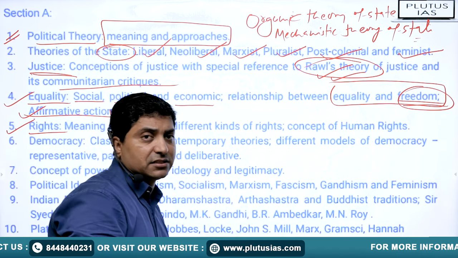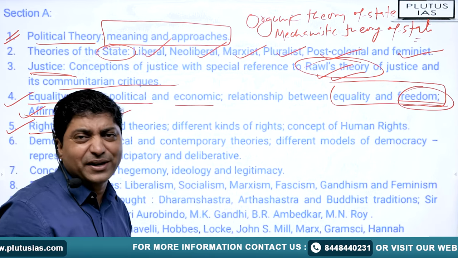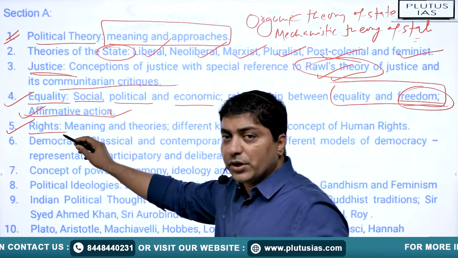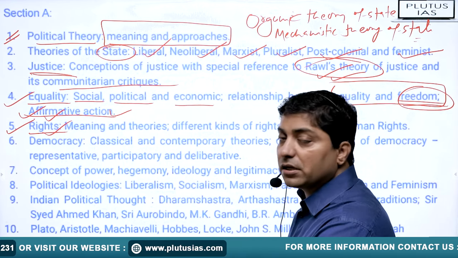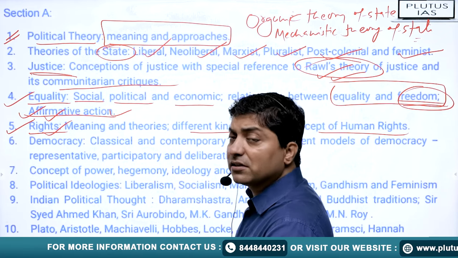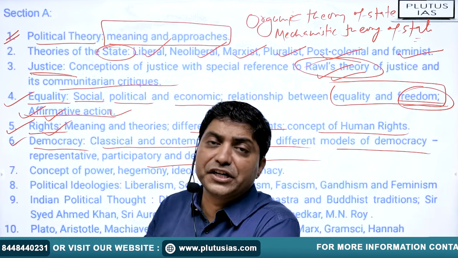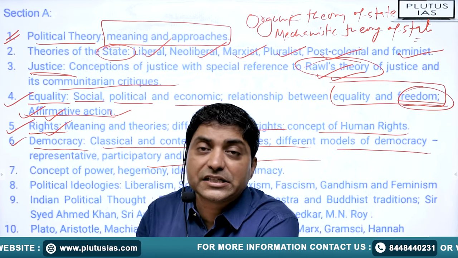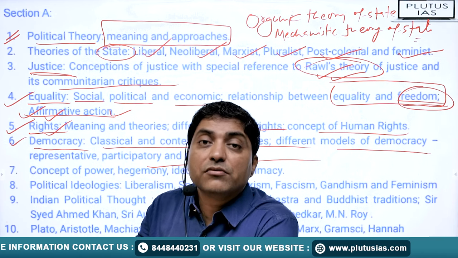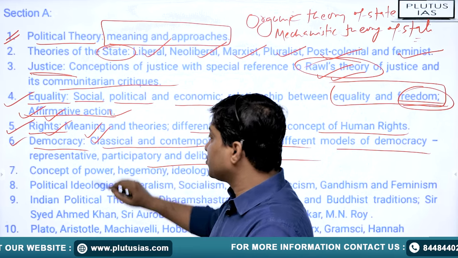Now then, next is rights. And there are different meanings of rights. Sometimes we call them natural right, fundamental right, legal right, moral right. What are the differences between these rights? So here rights shall be discussed in a very comprehensive manner, right? And there are different theories of rights. There is a concept of human rights. Apart from it, there is democracy, and we need to study a comprehensive theory of democracy. Different models of democracy. Somewhere it is participatory democracy, somewhere it is deliberative democracy, right? Sometimes it is called formal democracy, sometimes substantial democracy. So here, democracy is an important concept in your syllabus.